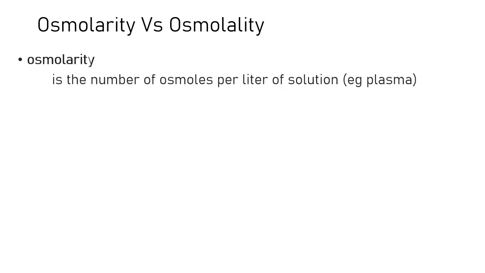Okay, so now let's look at the last terms, which are osmolarity and osmolality. So what is osmolarity? Osmolarity is the number of osmos per liter of a solution. Remember, an osmo is the amount of substance that is dissolved in a solution. So the number of osmos that are dissolved in 1 liter of a solution, that's what we mean by osmolarity.